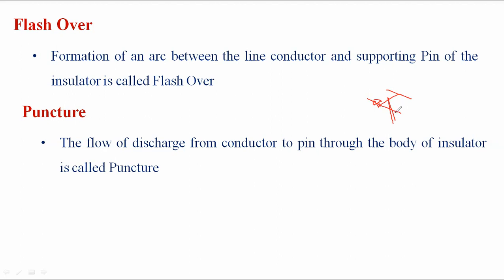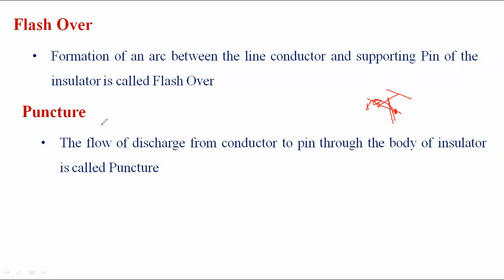Now here the flashover takes place. Within a fraction of a second, the discharge should flow to the ground through the body of the insulator. That represents the puncture. Due to the occurrence of puncture, the insulator gets permanently damaged. In order to avoid the puncture, the insulator may be provided with sufficient thickness.